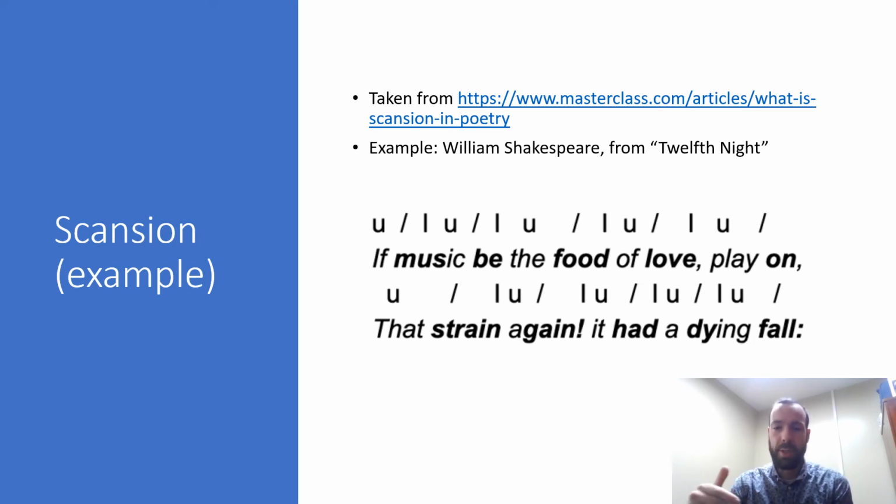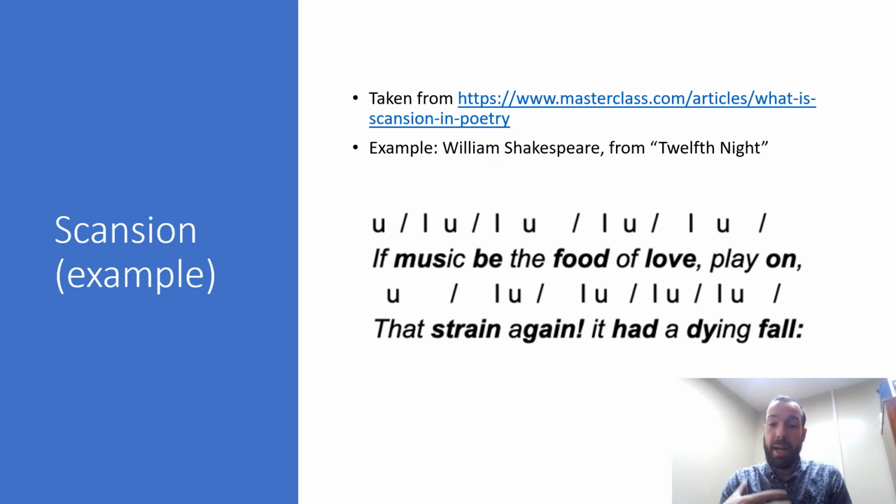"If music be the food of love, play on. That strain, again, it had a dying fall." Okay, another way to tell is if you look over top, you can see those vertical lines splitting up the feet. We can see that each foot has 2 syllables. And the first one is unstressed. It's got that little cup over it. And the second one is stressed. It's got that little slash or wand over it.